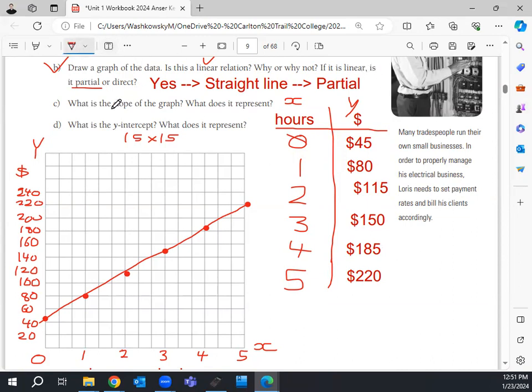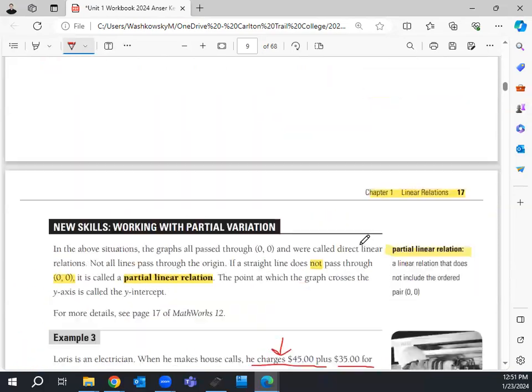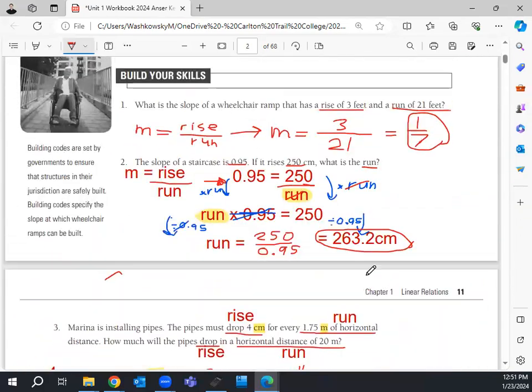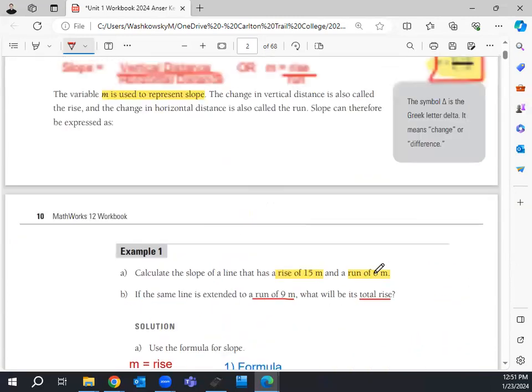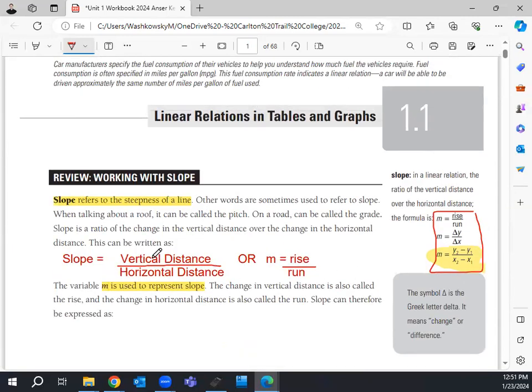So the next thing here is it wants us to find the slope of the graph, and that's what we looked at yesterday. If you remember, I'll just scroll up and come back down. When we looked at slope, we had a whole bunch of different formulas, right? It's vertical distance divided by horizontal distance. It's rise divided by run. It's y2 minus y1 divided by x2 minus x1.